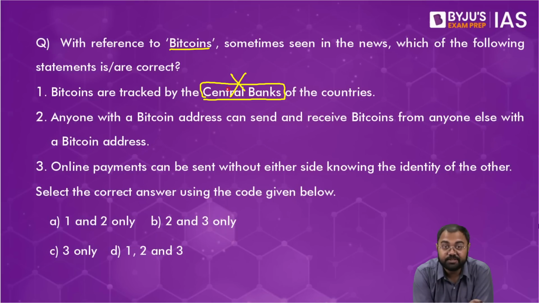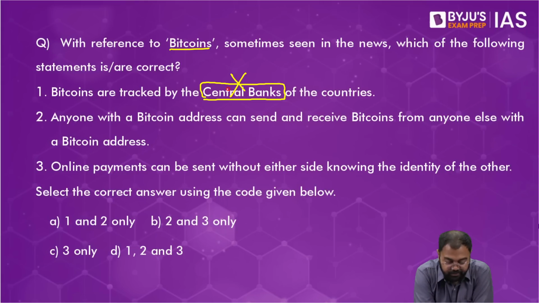And that is the biggest issue that the governments have had with bitcoins, that why India is not letting bitcoins come to India or being used as a legal tender. One of the reasons is that the transactions cannot be tracked. So that's why it can be used in a lot of illegal activities also. So that's why we don't want that to happen. So that's why this is wrong.